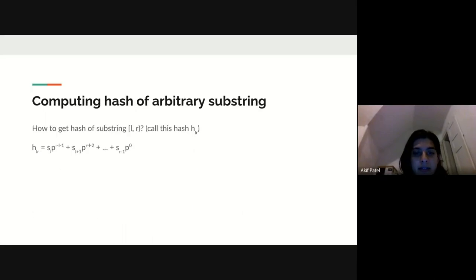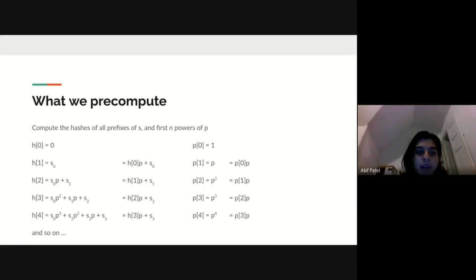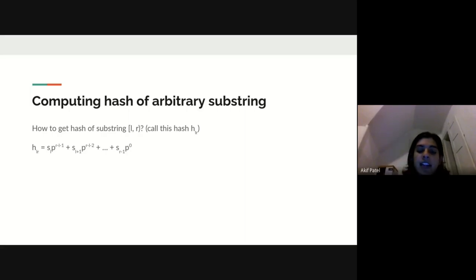Okay. So now, how do these pre-computed prefixes let us compute the hash of any substring, not just a prefix? Let's examine what the hash of a substring looks like. So let's look at the substring.